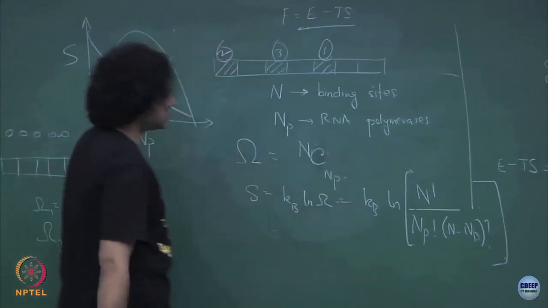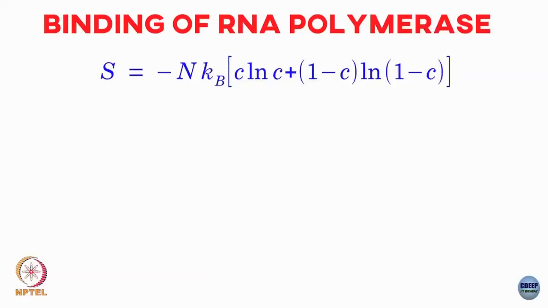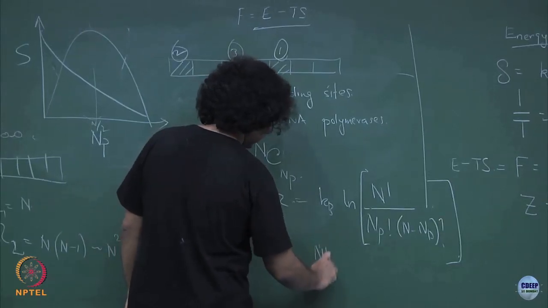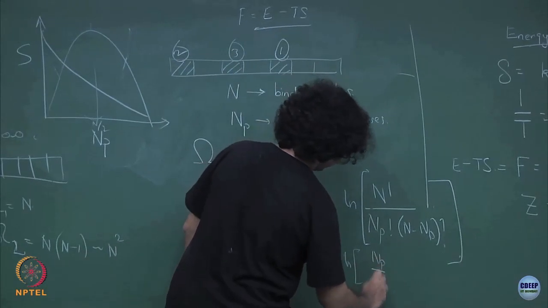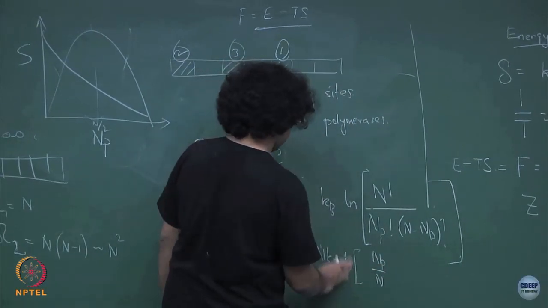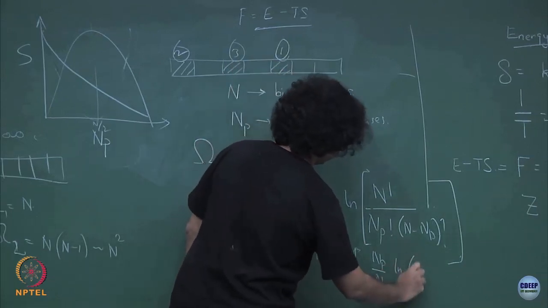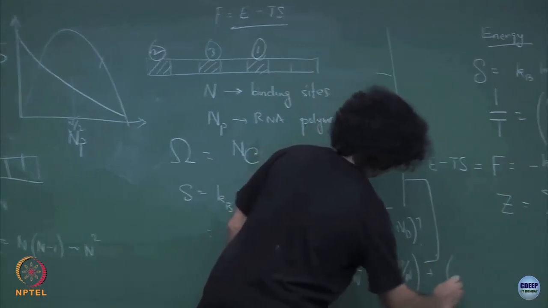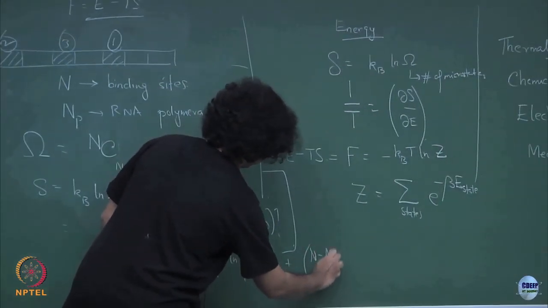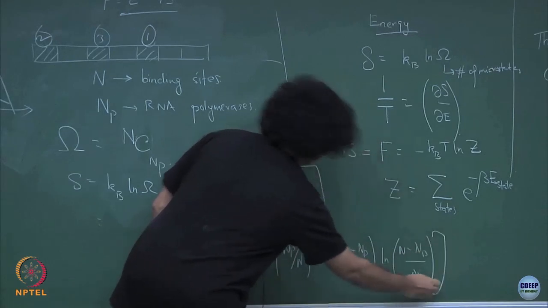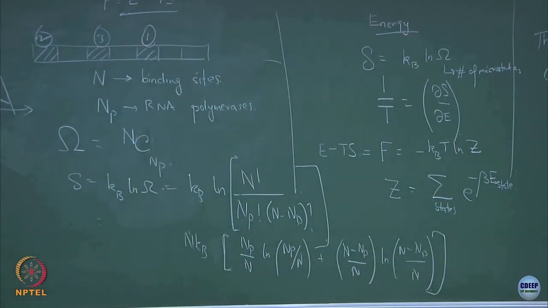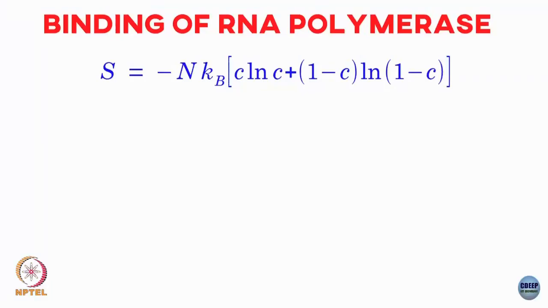So, if you do this Stirling's approximation on this, what you will get is something like N kB, right, log of NP by N times log of NP by N, plus N minus NP by N times log of N minus NP by N, right. Does this make sense? Actually, we might as well just do it.